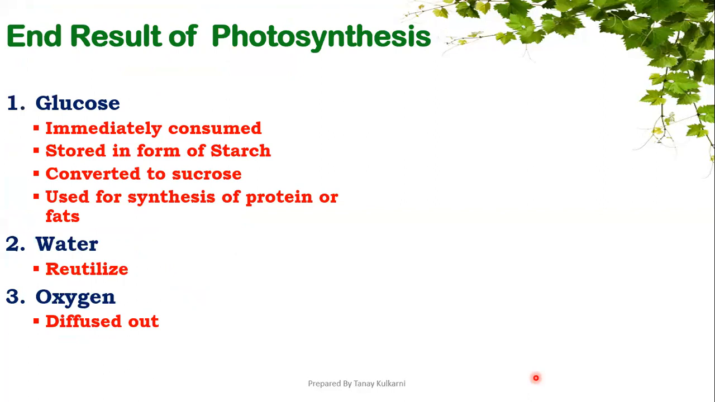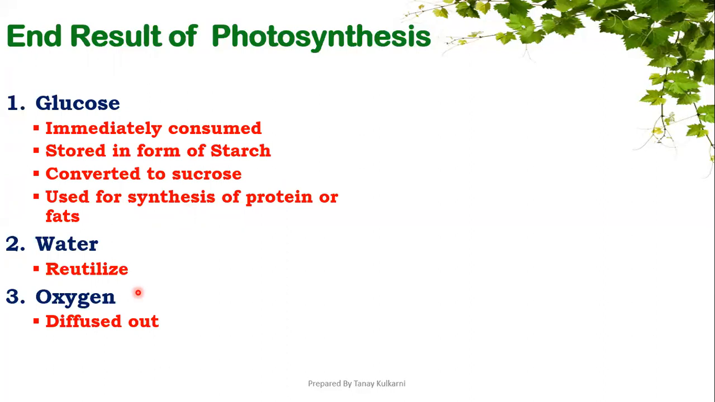Glucose, being a simple sugar, will be used in four different ways. As you can see, it will be immediately consumed, or can be stored in the form of starch, may be converted into sucrose, or it is used for the synthesis of protein or fats. The water produced in this process will get reutilized in the continuance of photosynthesis or any other life processes pertaining to the plant body.